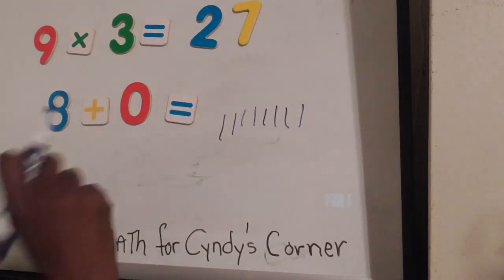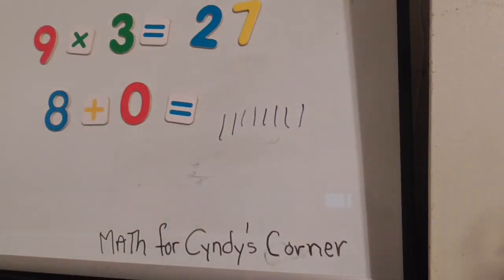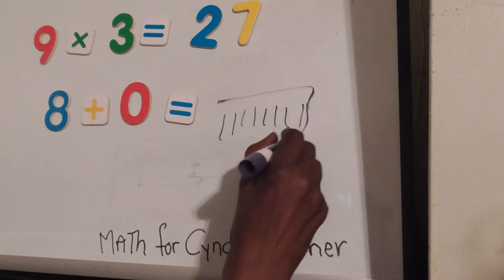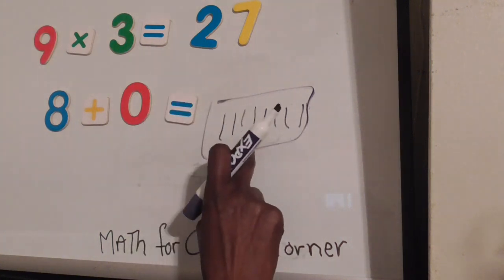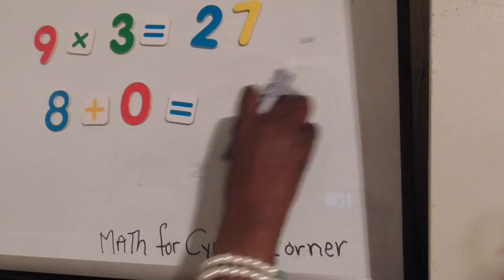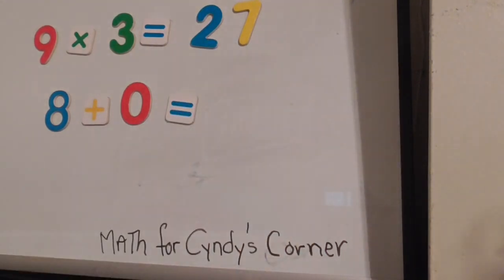When we say 8 plus 0, and this is for my children and parents around the world, I appreciate you being here in Cindy's Corner. 8 plus nothing else will give us 1, 2, 3, 4, 5, 6, 7, 8. 8 plus nothing else will give us 8.